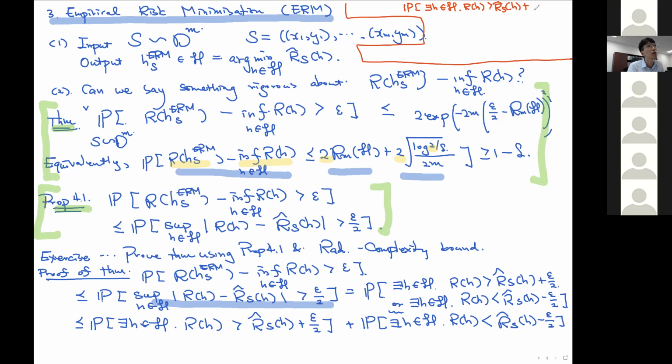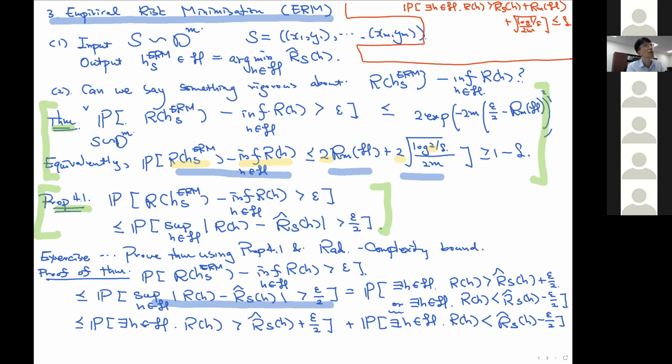Plus Rademacher complexity of H. So 1 over delta, that is bounded by delta. So this is a negated form of the generalization bound.